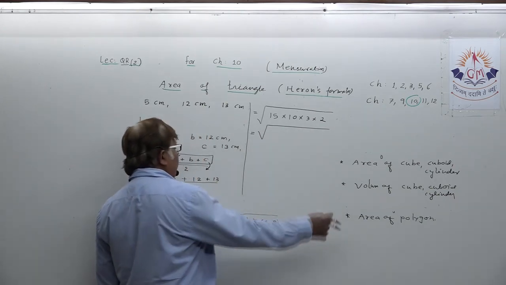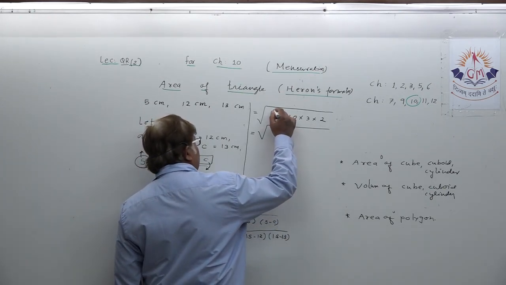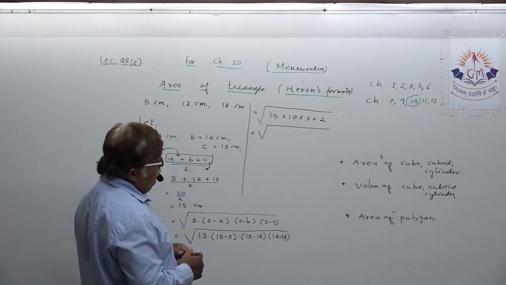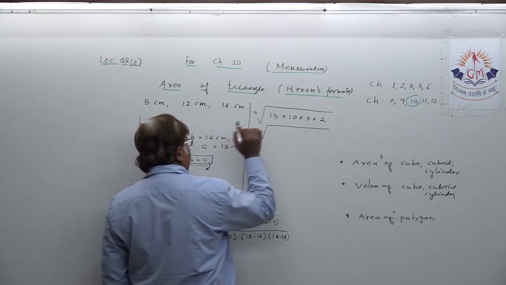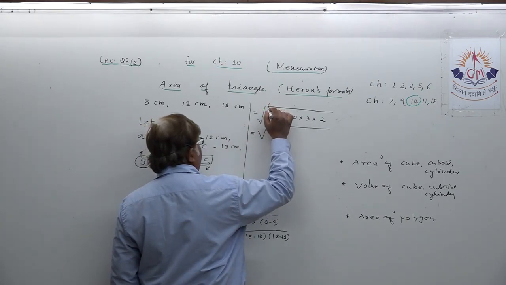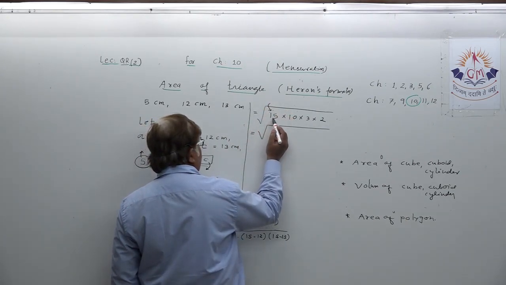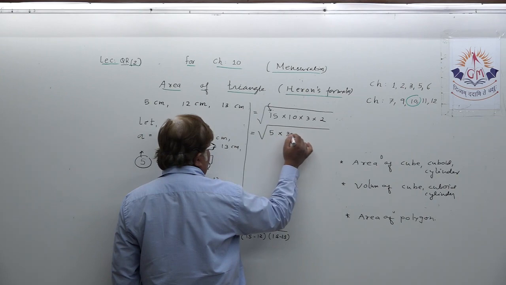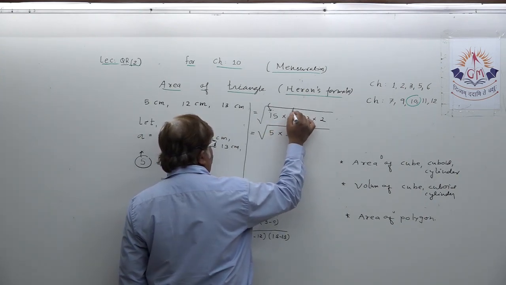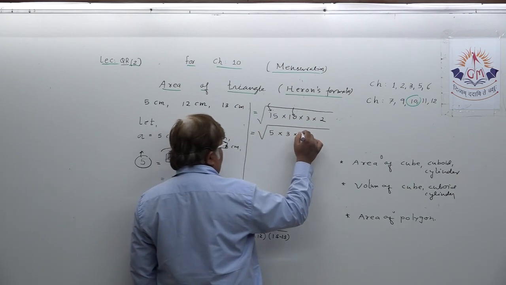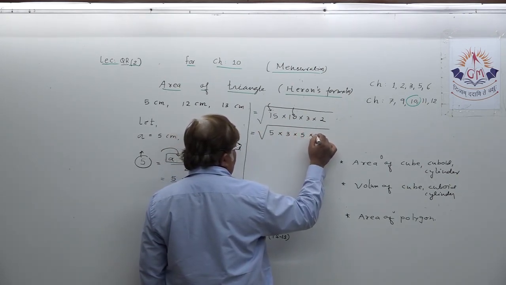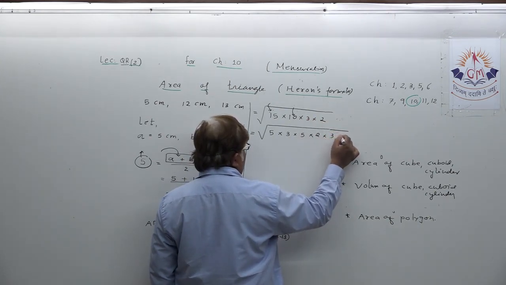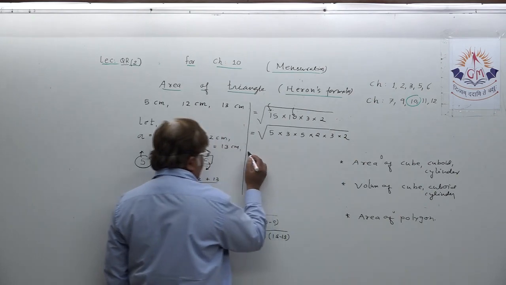Now it is important that you will prime factorize each and every number. Please note down this word very clearly, prime factorize. 15, I can write the prime factor as 5 into 3. 10, I can write the factor as 5 into 2. 3, it has no factor. 2, it has no factor.